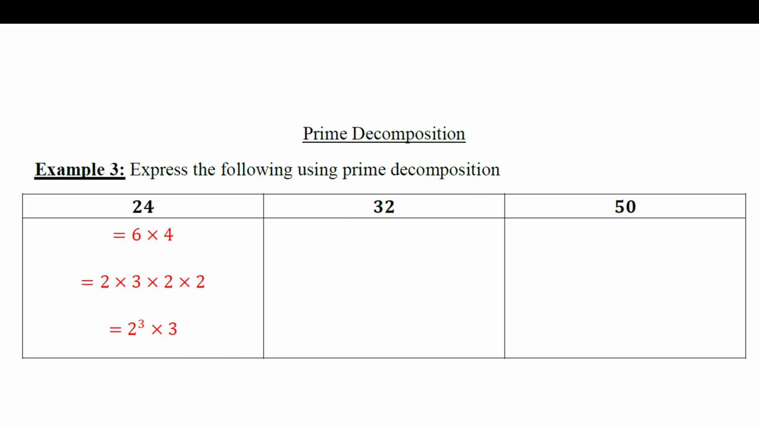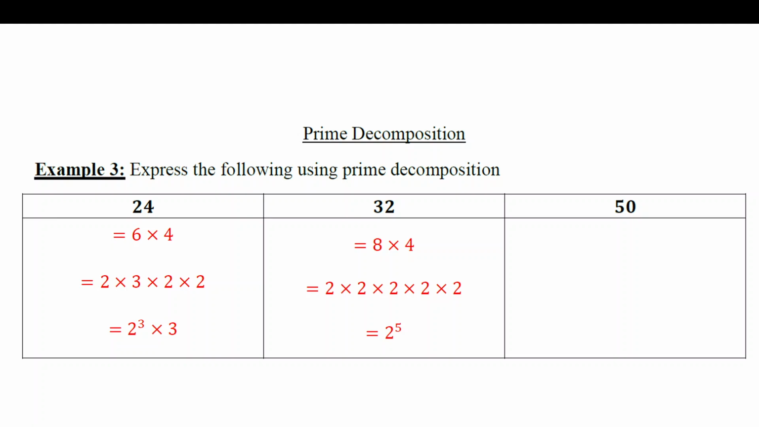32 can be multiplied in a number of ways, but let's just go with 8 times 4. Okay, 8 can be broken down by 2 times 2 times 2. And 4 can be broken down with just a simple 2 times 2. And so we have 2 to the 5.